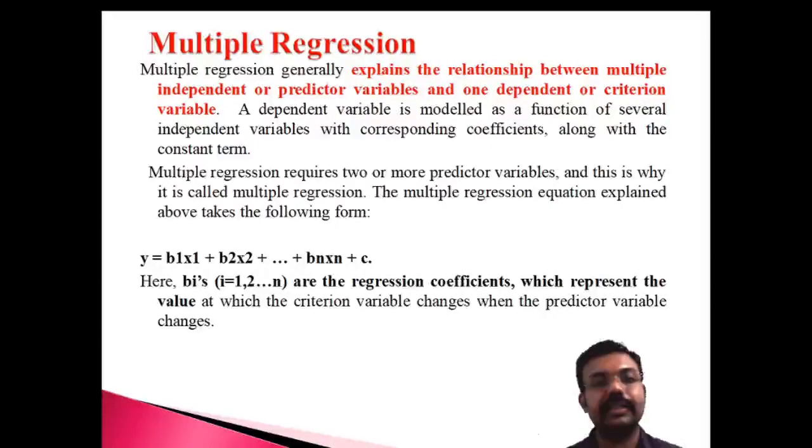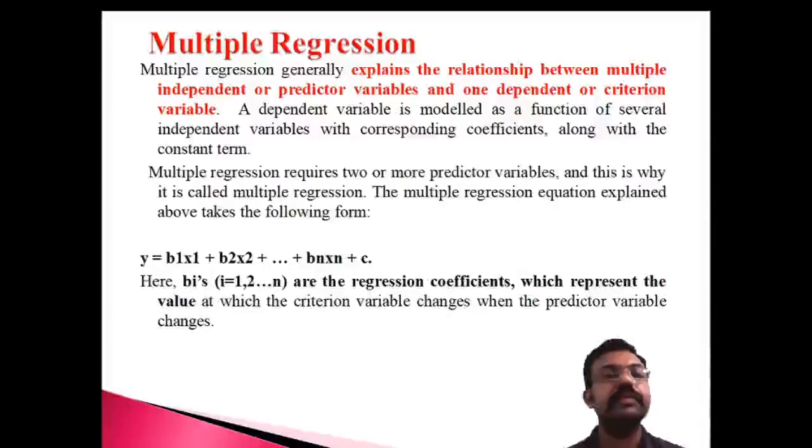We are already familiar with the concept of simple regression, the equation y equal to a plus bx. So there is only one dependent variable and one independent variable. In the case of multiple regression, the change is that there are two or more independent variables and one dependent variable. That is the speciality of multiple regression. The independent variables are known as the predictors, and there is one dependent variable. This concept is known as multiple regression.